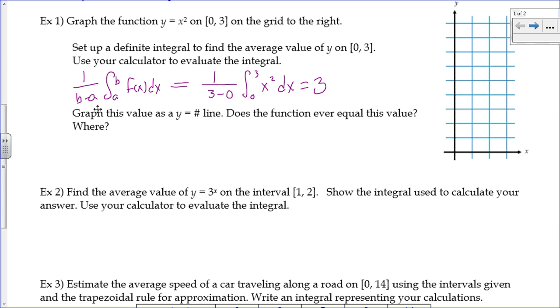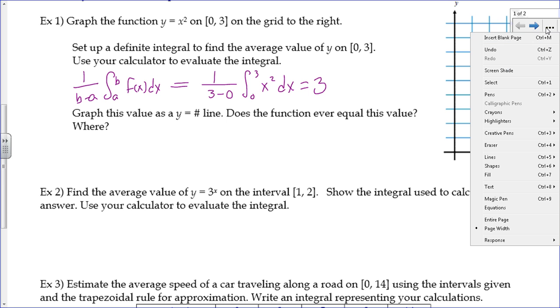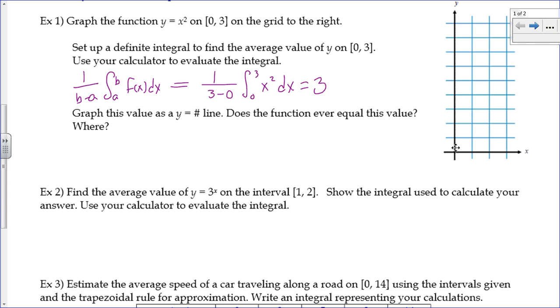All right. So now we're going to graph the function and then graph that value as a number. So if I graph y equals x squared, 0, 0, 1, 1, 2, 4, 3, 9 is up here. Here's y equals x squared. Wow, that's terrible. There's y equals x squared kind of from 0 to 3.